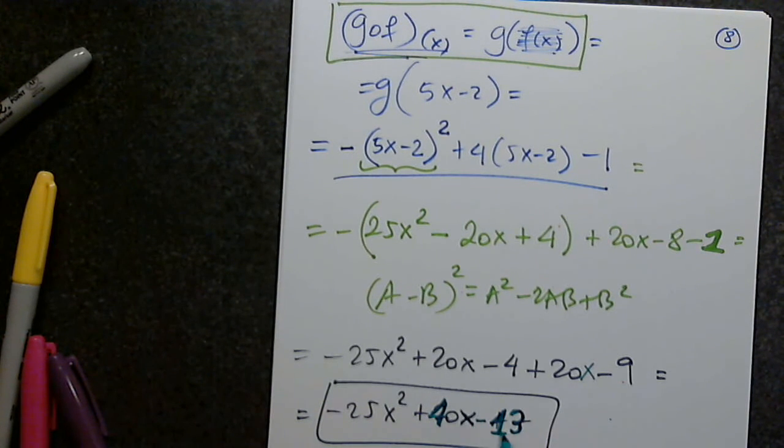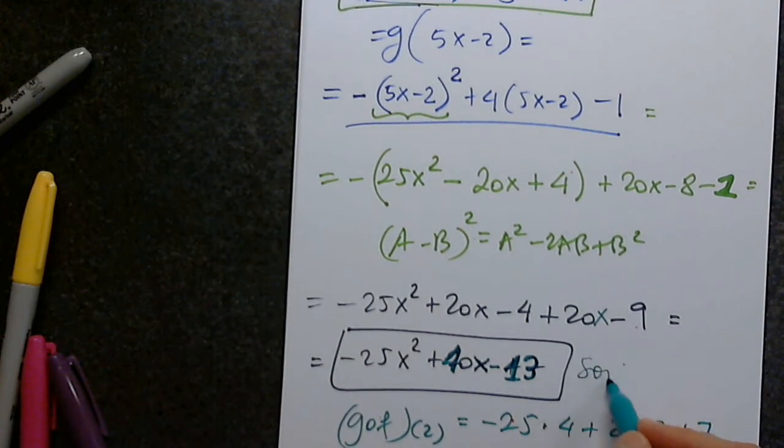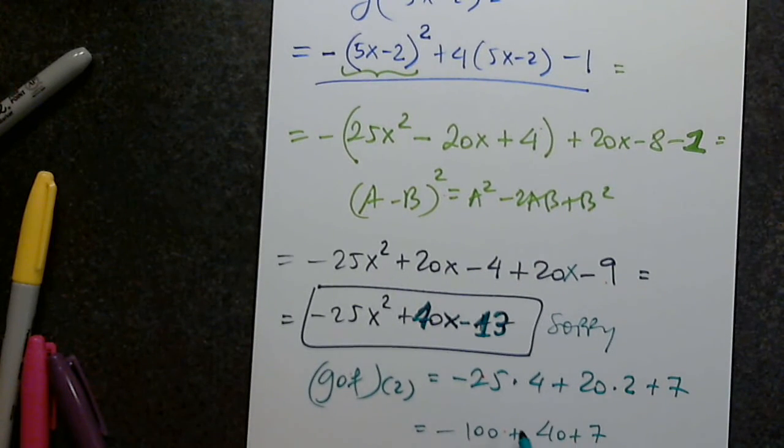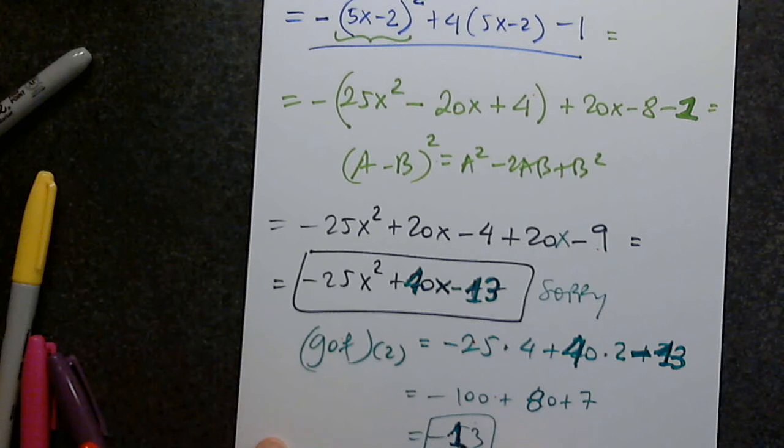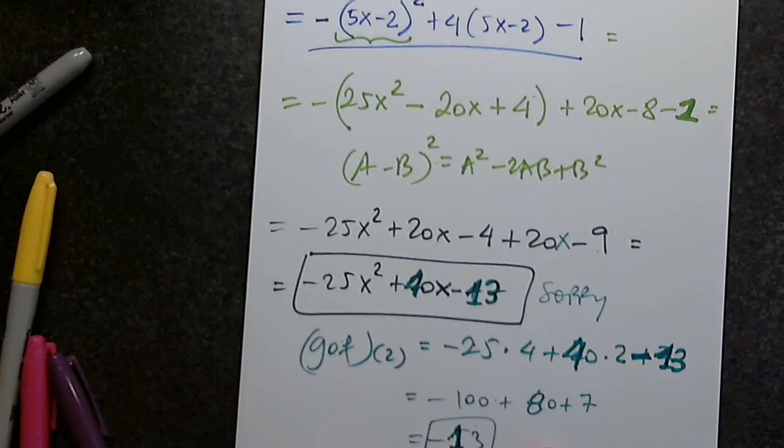I'm sorry. So negative 25x squared plus 40x minus 13, sorry. And then this changes now. So this is 40 times 2 and minus 13. So this is still negative 100, and this time is 80. So negative 20, so negative 13. Sorry, I didn't copy the x. No excuse, no excuse, no excuse.